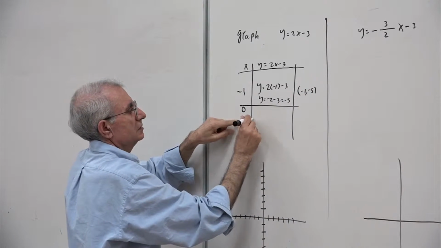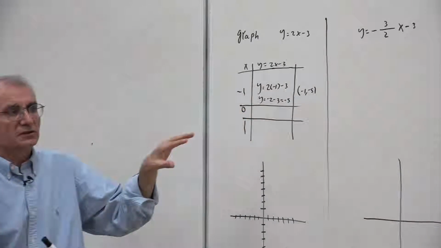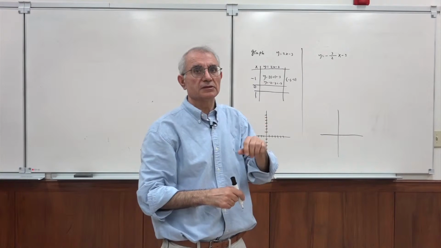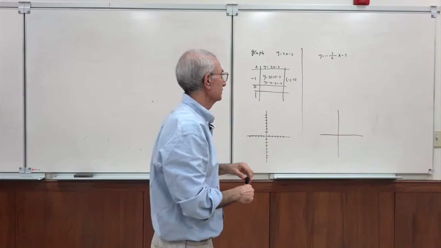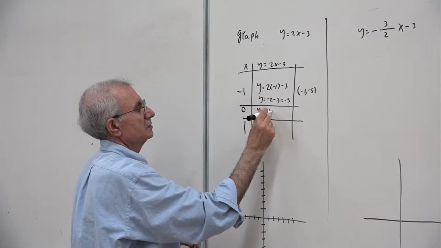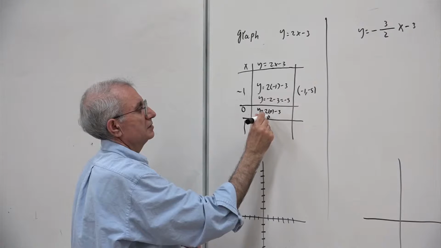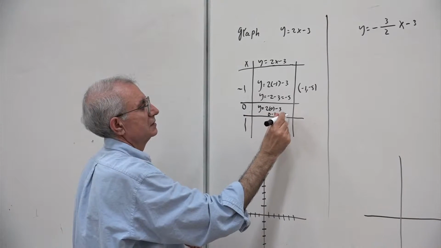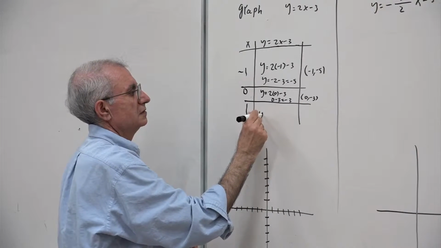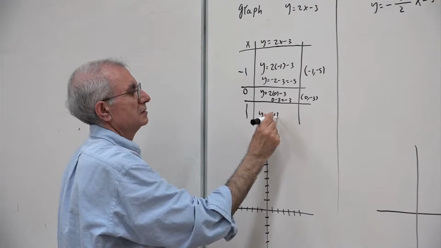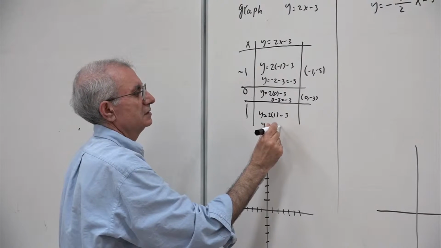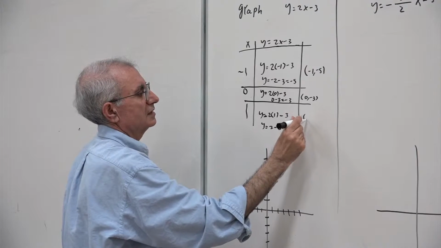Then I substitute 0. I can also use only 2 points, but I use 3 points to increase the accuracy of my graph. Substitute 0: y equals 2 times 0 minus 3. That will be 0 minus 3, which is negative 3. Then substitute 1: y equals 2 times 1 minus 3. That will be y equals 2 minus 3, which is negative 1. So 1 and negative 1.